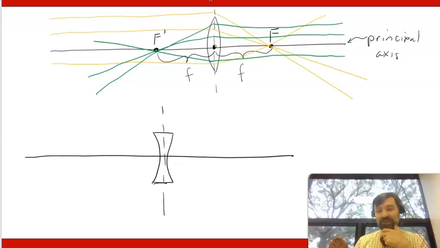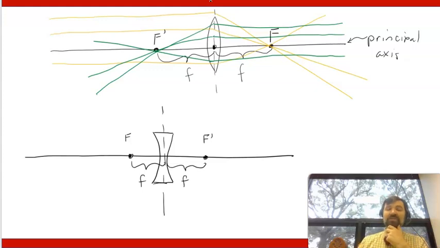Let's say that I have my focal points once again here and here. We could call this one now F prime, and this one now is F. And again, the distances are lowercase f away. The difference is, you could argue that this should be labeled as negative f. This thing has a negative focal length.